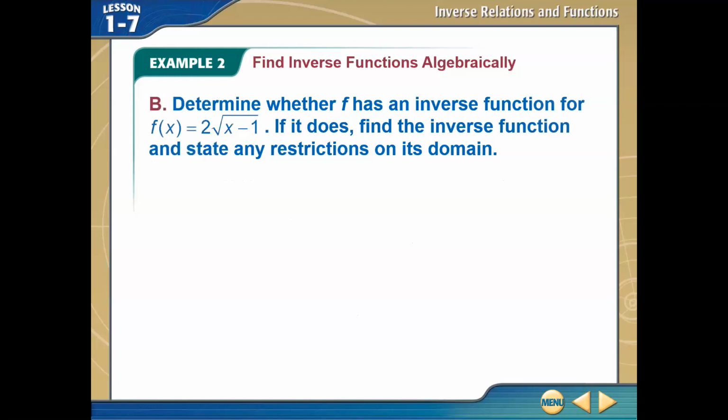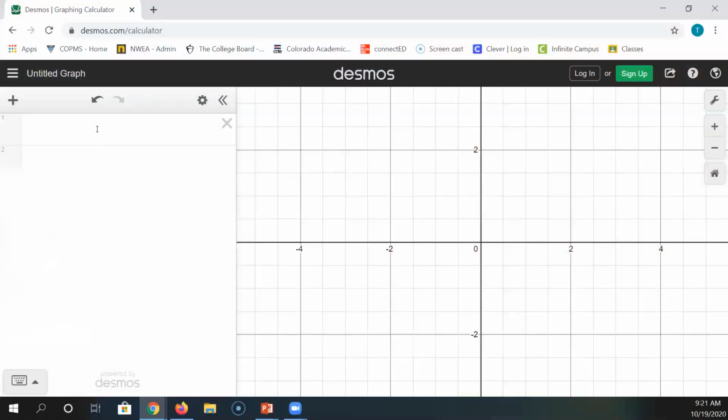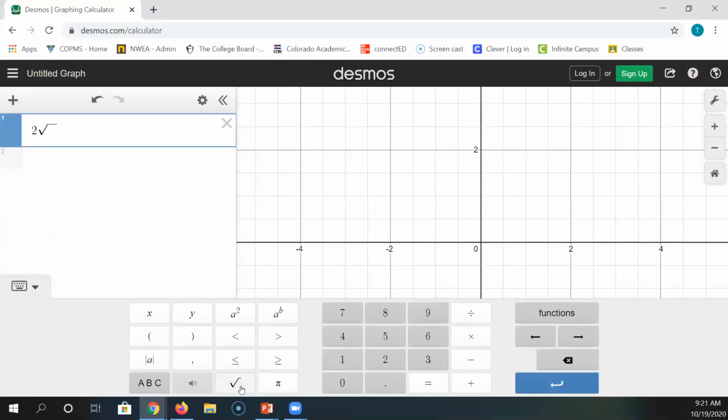So like this one here, determine whether f has an inverse function. Okay, so once again, first thing we do, we want to plug it in and graph it. So 2 times the square root of x minus 1.